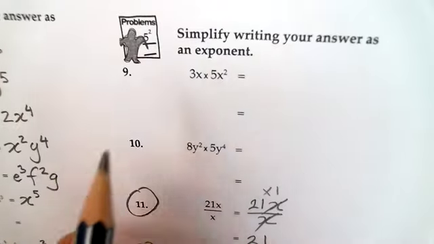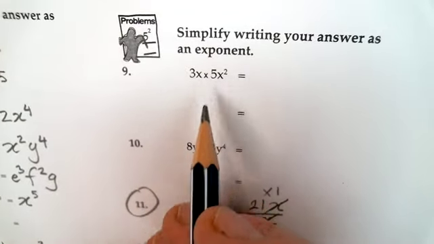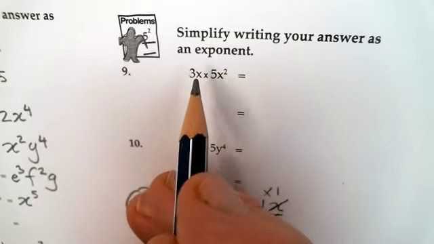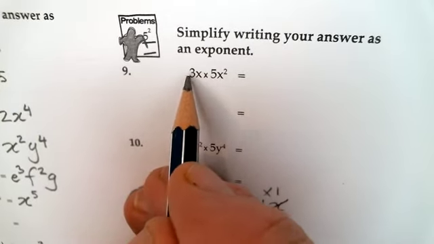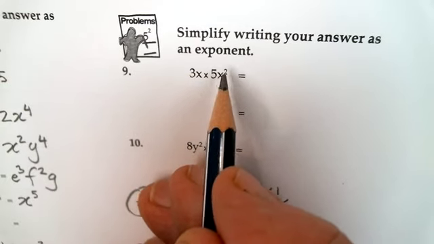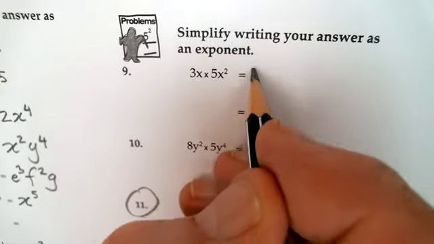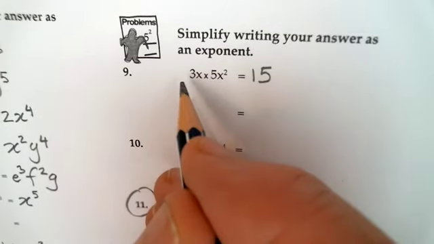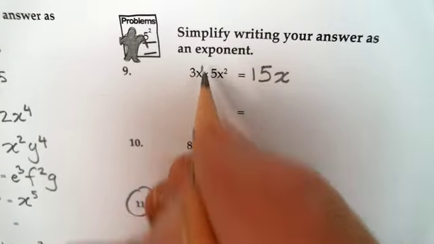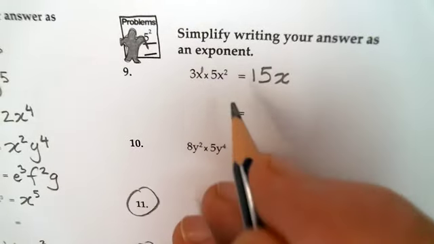Okay, so I've got a 3. So the first thing I'm going to do is multiply the coefficients. I've got a 3 times a 5. Because really this means 3 times x times 5 times x times x, because it's x squared. So I'm going to go 3 times 5 is 15. The bases are all x. This is technically an x to the power of 1. And I've got a 2 as well.